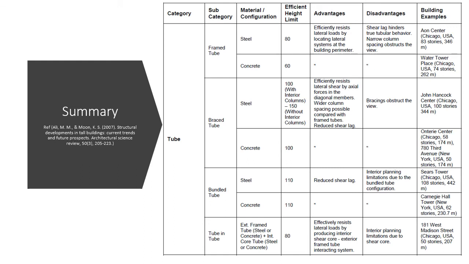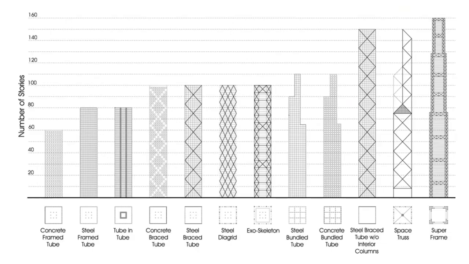Now this is the summary of the disadvantages and the advantages of every type of tube system. I let it flash here for a while so everyone can read it. And this is also the effective heights of the different tall building structure systems.